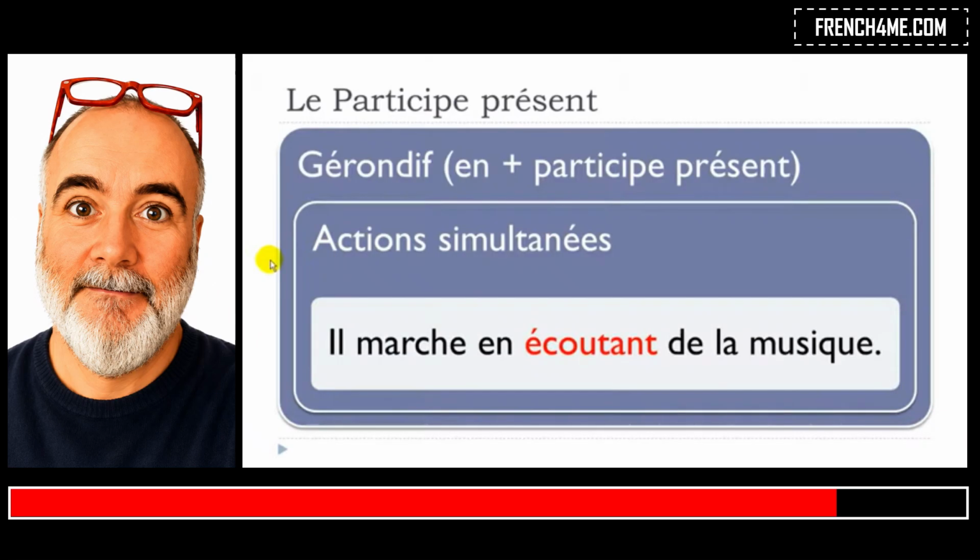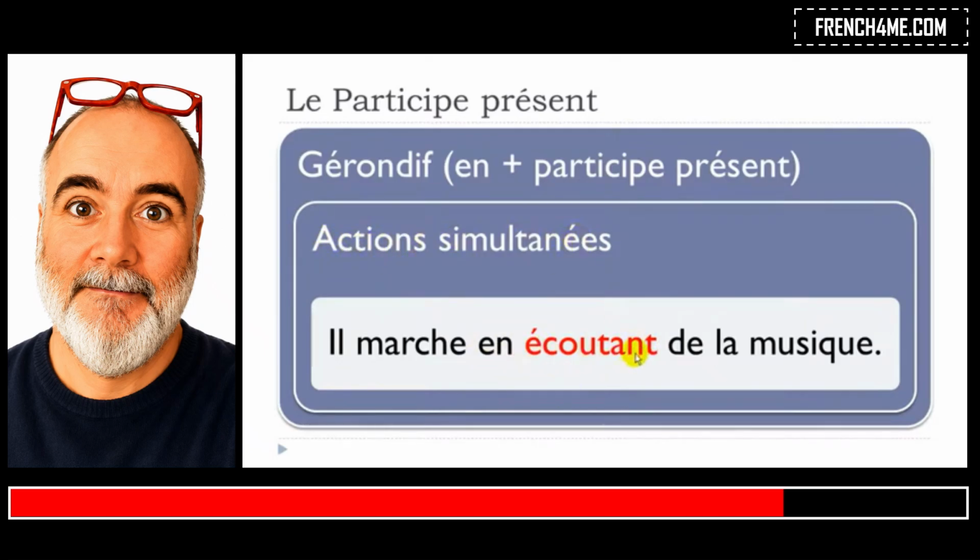For instance, il marche en écoutant de la musique. Okay, so it's in red, this écoutant, just to show you that this is what we call le participe présent here. So first you get this en and then écoutant. So il marche, marcher is to walk, so he's walking. En écoutant, okay, and remember, if we use this gérondif form, as I said, we want to express the fact that two things are happening at the same time.